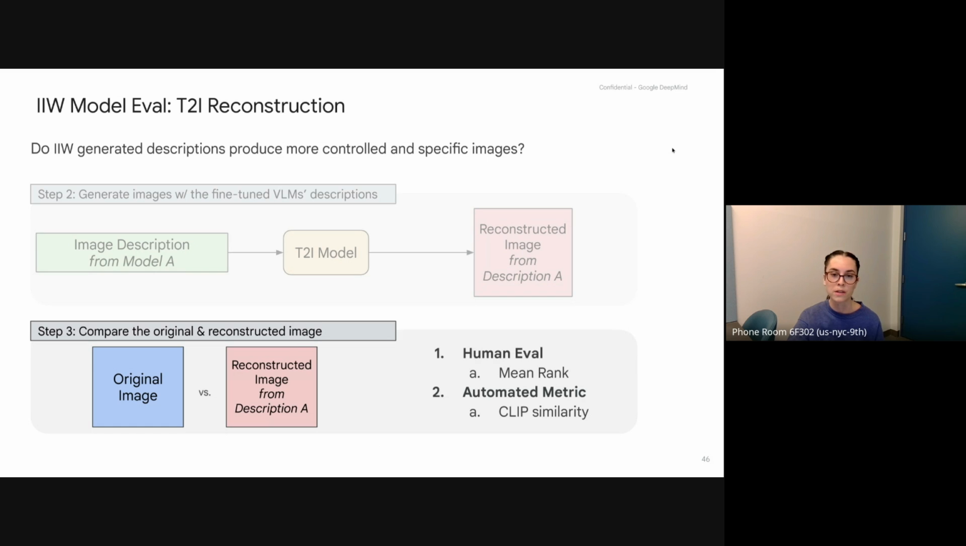Next. And so then in the final step, once we have the original image that we started with from Localized Narratives and all of these reconstructed variants from each generated description, we can compare these two images to see kind of the quality that we can obtain from our fine-tuned models. And we look at both a human evaluation, so that's a three-way human ranking evaluation, as well as using CLIP similarity between these two images as an automated metric.